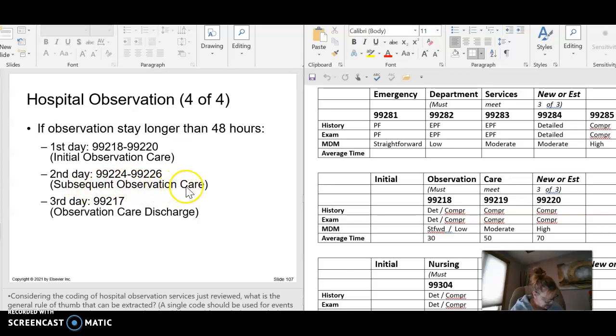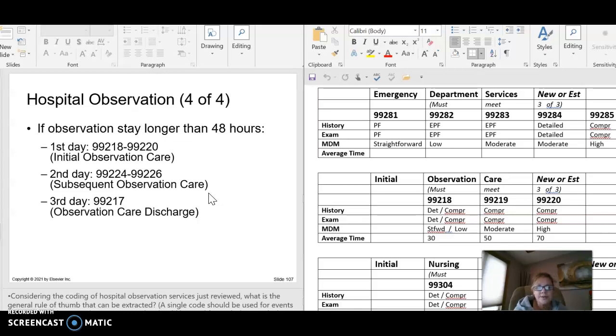When you look at the subsequent, we'll talk about this in a little bit. Those are 99224 through 99226. And then the third day would be an observation care discharge. So go ahead and look at 99224, 99225, and 99226.